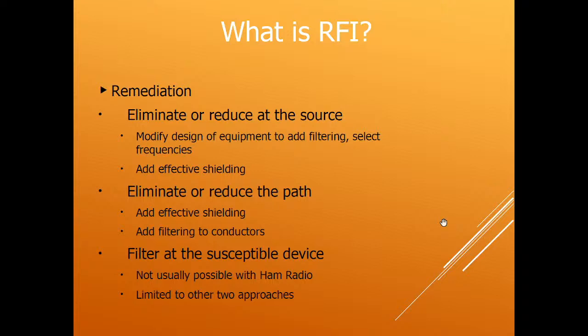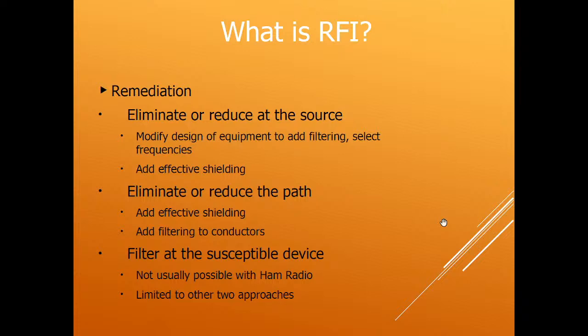We can eliminate or reduce the path, which is basically adding shielding, and in this case we could add the shielding at the source or at the susceptible device or anywhere between. And we can add filtering to any conductors that come out of the source. And then we can also filter at the susceptible device.